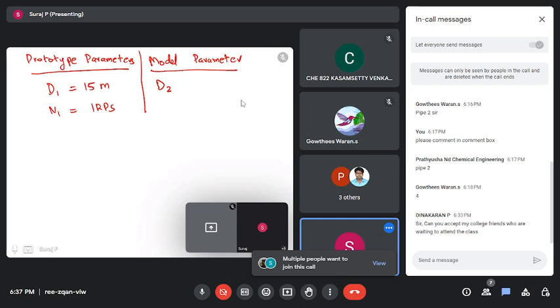For those who have joined, I am repeating this question. Here in this question we are asked to calculate; there are two systems given. One is a lab scale model and the second one is a prototype. What is the difference between lab scale and prototype? I have already discussed. Lab scale is also called the model.